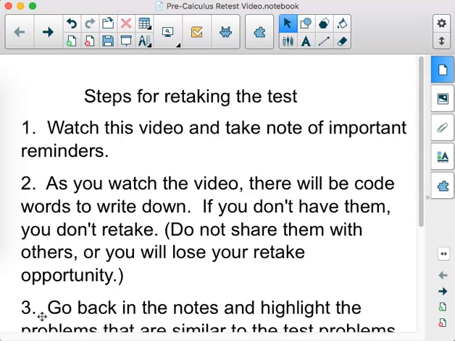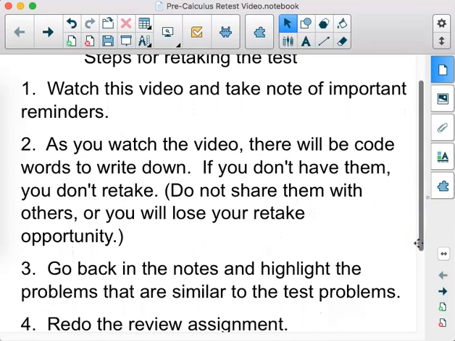So the steps for retaking the test: first thing you're going to do is watch this video all the way through, and you're going to take note of the important reminders, so you'll write them down as you hear me talk about them. I'm going to talk about common things that people missed on the test, and then some things that you absolutely have to clean up so that you can do well and be successful at the pre-calculus level.